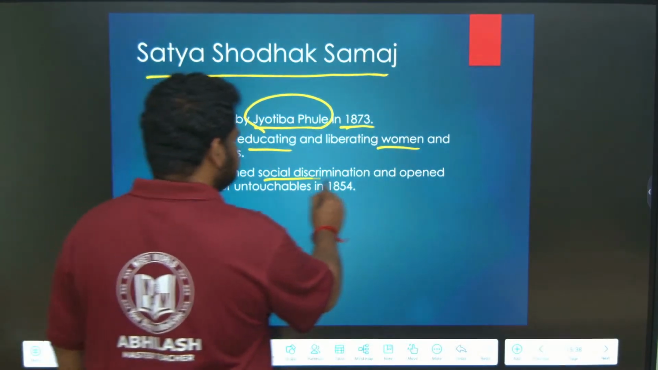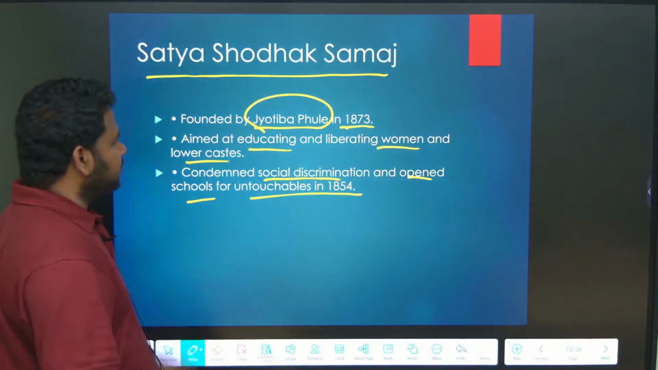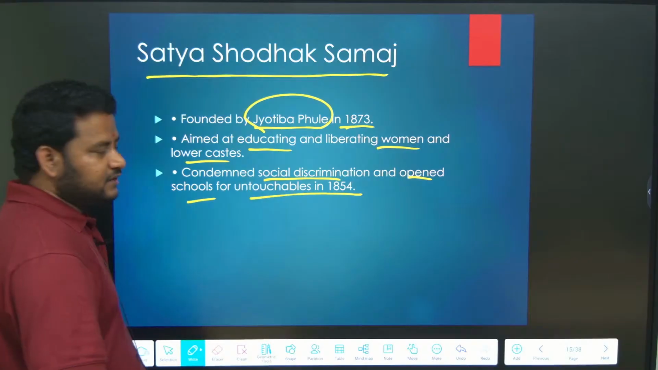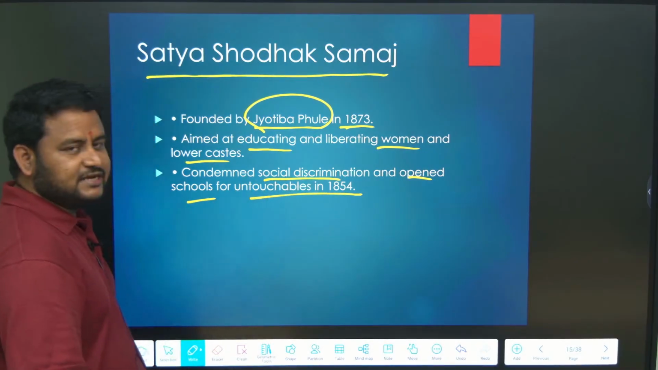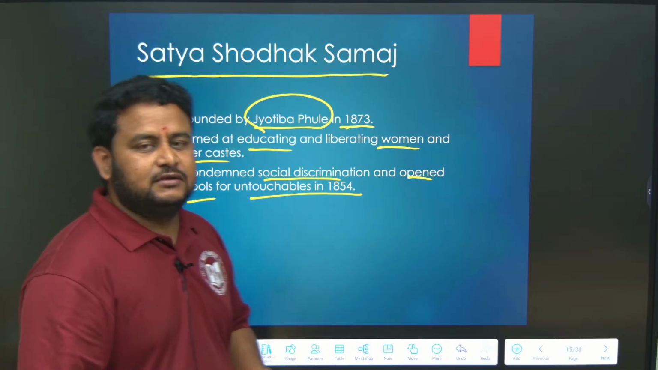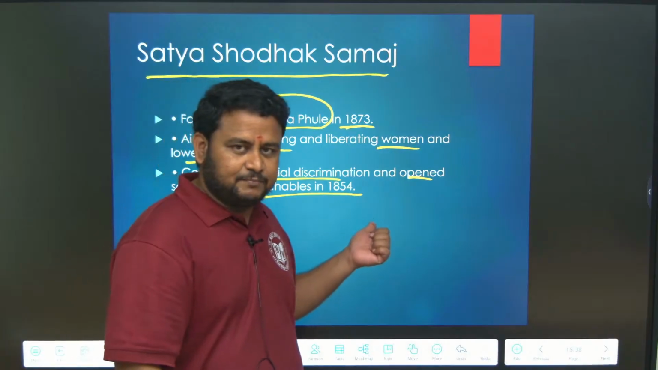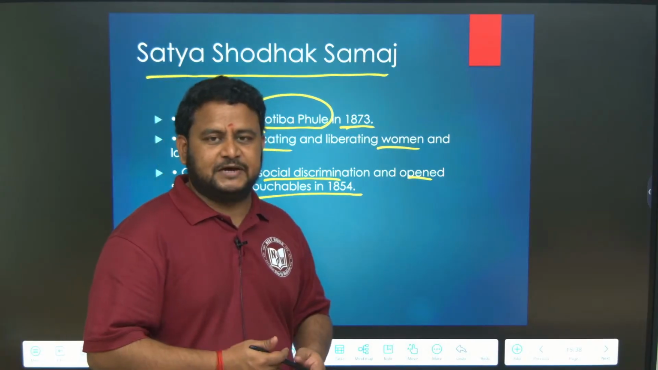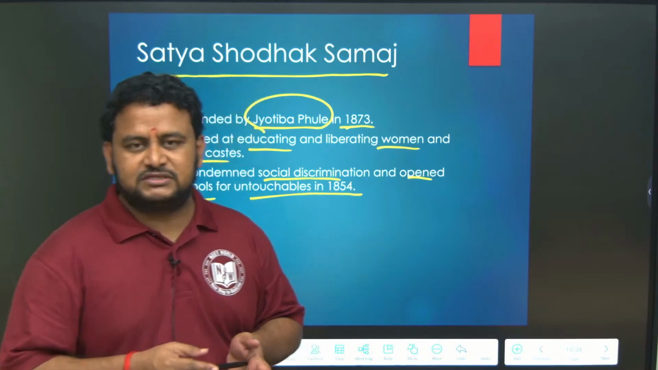Jyotiba Phule condemned social discrimination and opened a school for untouchables in 1854. They too should study, they too should get access to education. 1854 was most important at that time; another important event in 1854 was Wood's Dispatch. Wood's Dispatch also took place in 1854. Who was the Governor General? That was Lord Dalhousie.